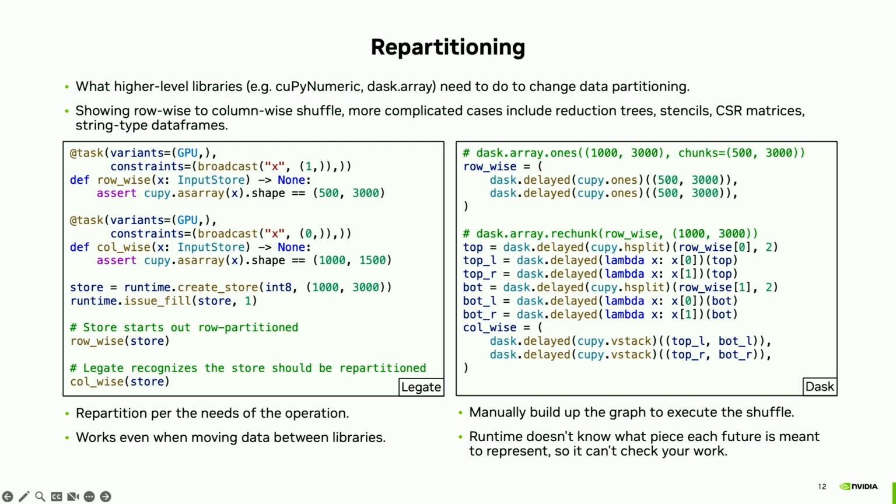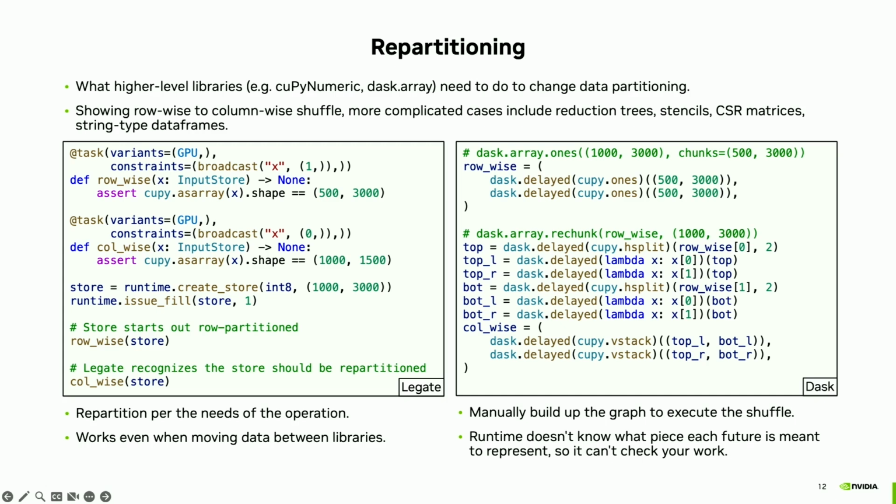In this case, the runtime doesn't know that top L and bottom L are annotations that I put on the code. I'm the library writer, I'm keeping track of this information. The runtime wouldn't know what each piece represents. So the runtime doesn't know which piece of the overall data is represented by each future. So it can't really check that you did this right and moved the data correctly without screwing up the shuffle.